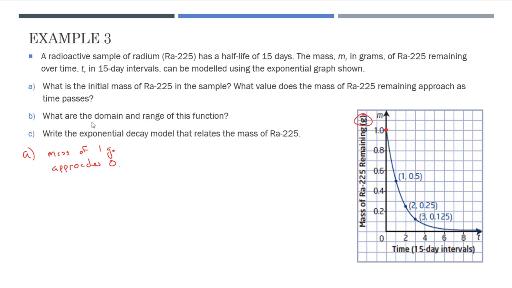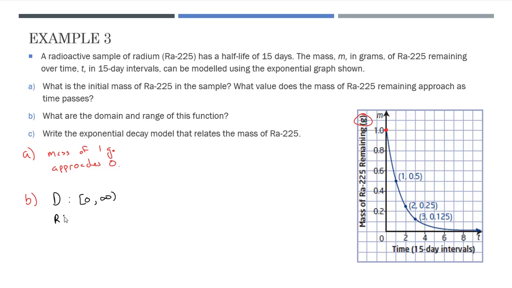Okay, next, B, what are the domain and range of this function? Well, let's do our domain first. Our graph starts at 0 days. It is possible to have exactly 0 days. And then it looks like it could go on forever, so we're going to have infinity there. And sorry, this doesn't start at 0 days. It's actually 0 15-day intervals as well.